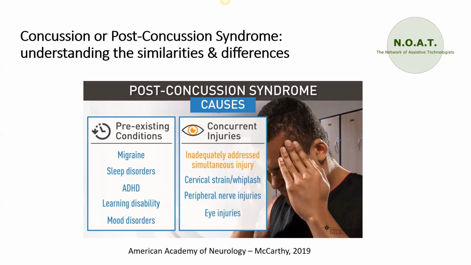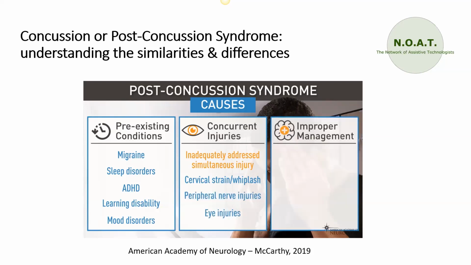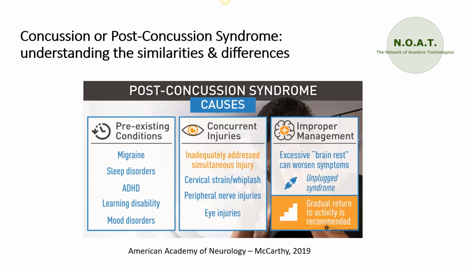In addition to the improper management of such concurrent injuries, the improper management of concussion itself can increase the risk of developing post-concussion syndrome. While brain rest is commonly prescribed following traumatic brain injury and concussion, excessive rest and avoidance of activity can worsen the prolonged symptoms. This is referred to as the unplugged syndrome. Instead, a graded return to usual activity should be recommended for most patients starting shortly after the injury.